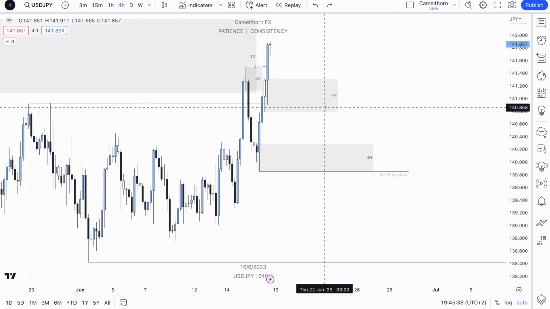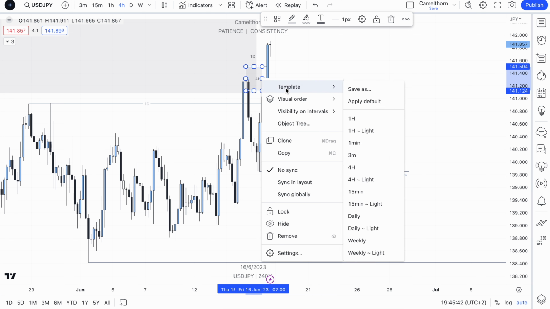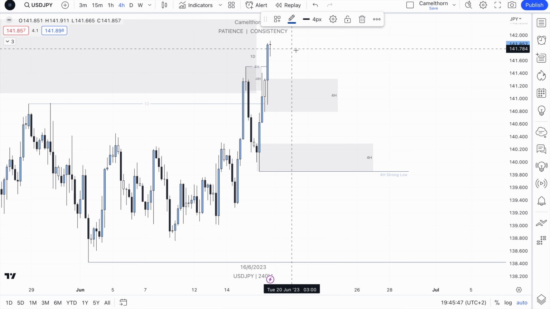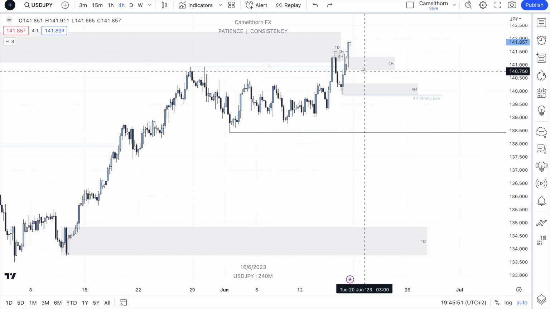So for this 4-hour time frame, what we're seeing now is a new break of structure to the upside. We are now awaiting the formation of that new 4-hour high. We are obviously anticipating some kind of pullback to take place.